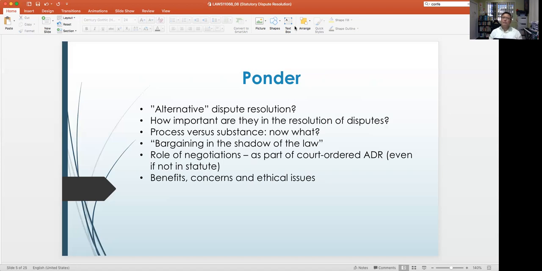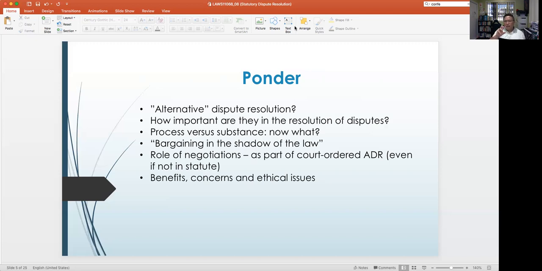We also need to consider whether, and how important, statutory dispute resolution processes are in the resolution of disputes. One of the things we should also ponder is that when I say alternative, I mean alternative to curial or judge adjudication, or judge determination. Or you might say it's alternative to protracted, lengthy and expensive litigation. That's what we mean.